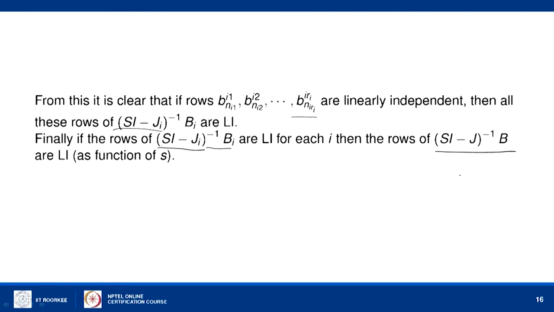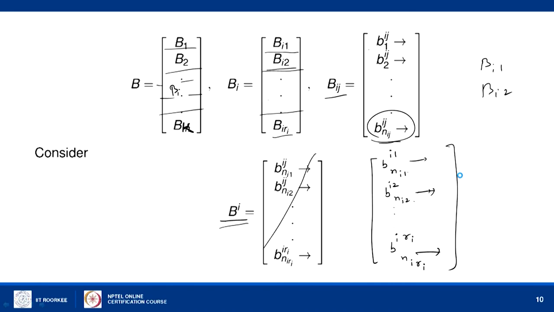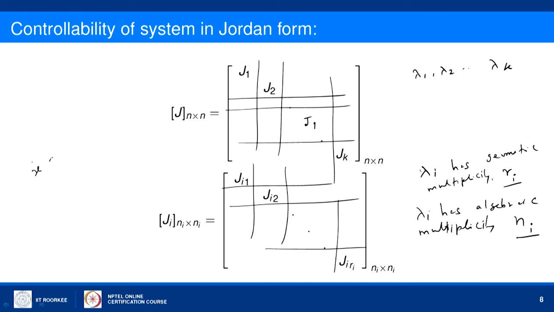So, the condition for controllability is given by this matrix. Ultimately, this B superfix I matrix is an important one. If the rows of this matrix are linearly independent, then this given system, x dot equal to Jx plus Bu, is controllable.